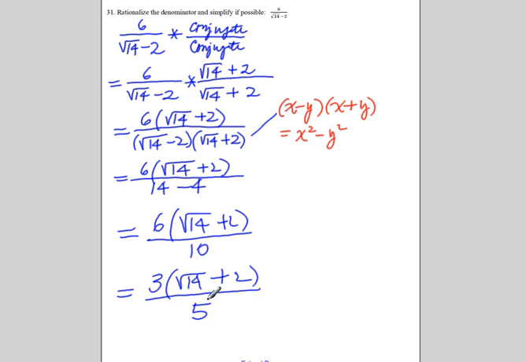You can leave it like this, or you can multiply the top out and you get 3 times the square root of 14 plus 6 divided by 5.